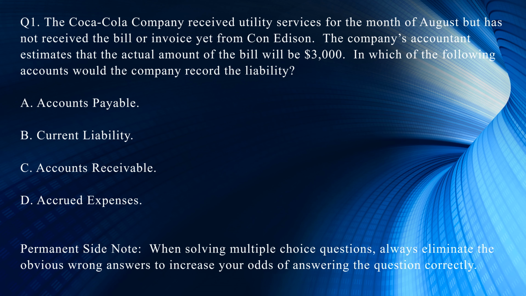We're left with accrued expenses. And what are accrued expenses? As we previously discussed, an estimation of a liability. So if we look into our question, we know that the Coca-Cola Company, while they receive utility services from Con Ed, they have not received a bill yet from Con Ed. So they would have to make an estimation of what that liability is going to be for the month of August. Therefore, they would have to put that $3,000 into the accrued expense account. Therefore, the answer to question 1 is D, accrued expenses.